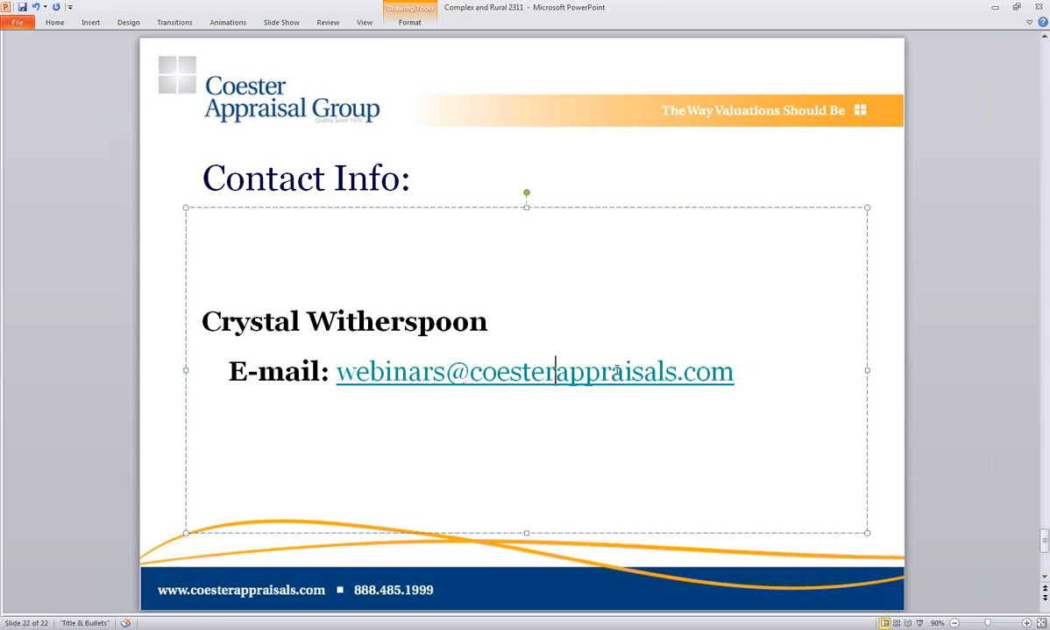Okay, perfect. And the last question comes from Amanda. She asks, how do you address excessively large pole barns and storage buildings when comparable sales have significantly smaller or no storage buildings at all?